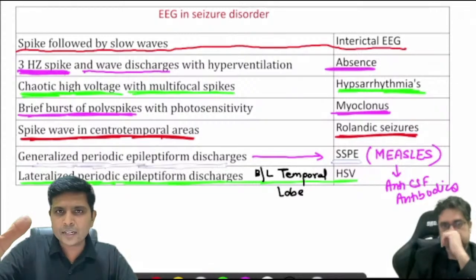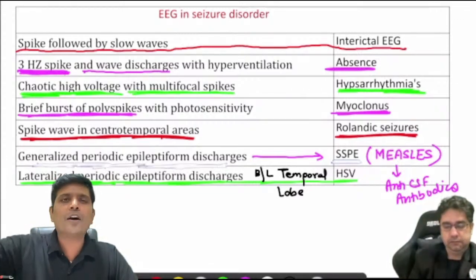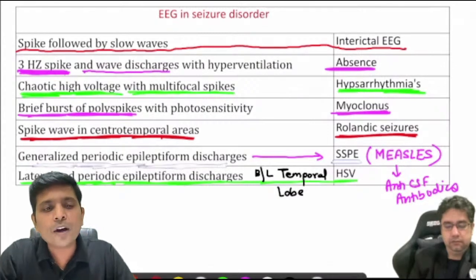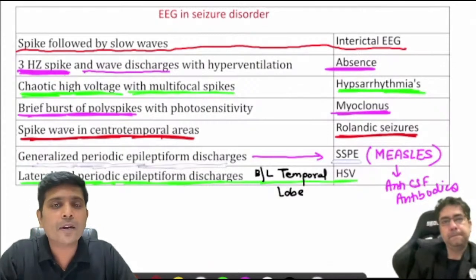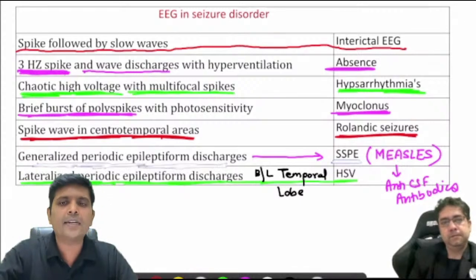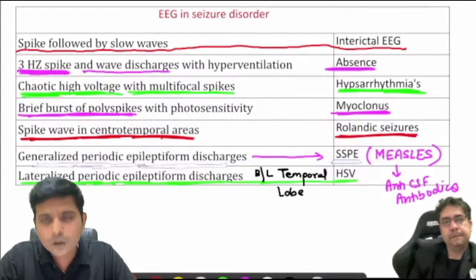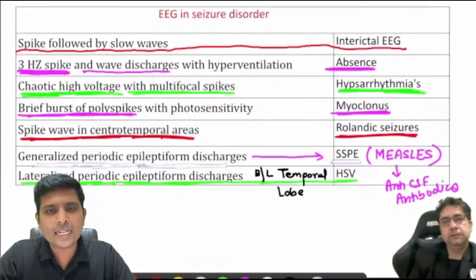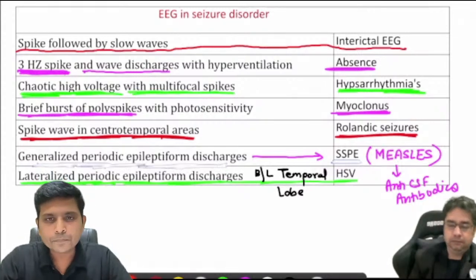When you suspect this, take an MRI, look for the involvement of the temporal lobe, and take an EEG, look for lateralized periodic epileptiform discharges over the temporal lobe. You all know the treatment of choice is acyclovir for 21 days. Next slide.